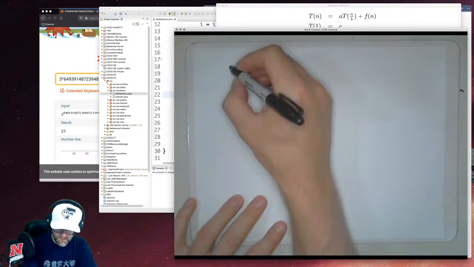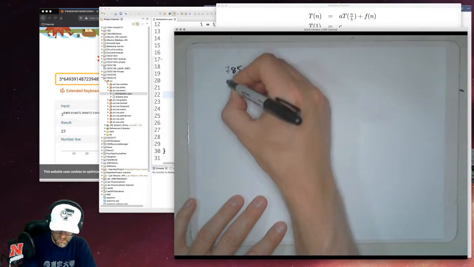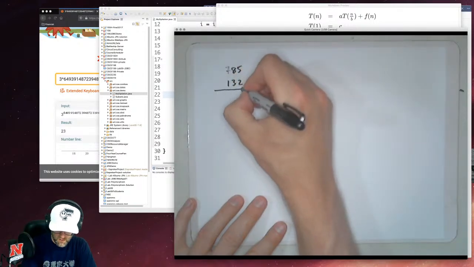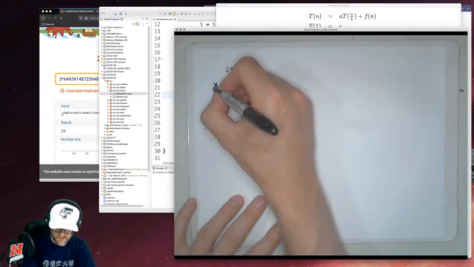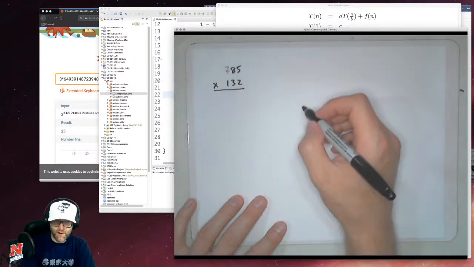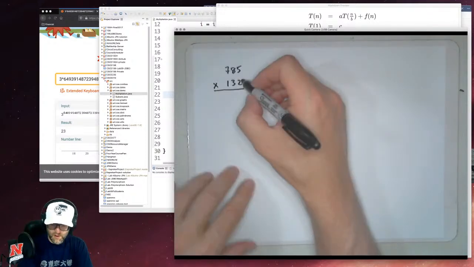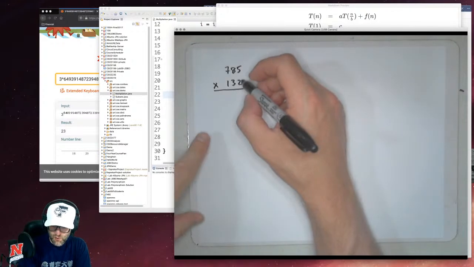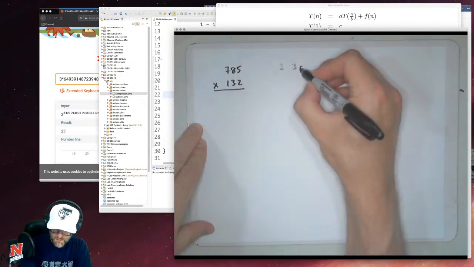All right. Let me go ahead and give you 2 numbers here, 785 and 132. Now, the grade school way of multiplying these together, in fact, you don't even use the C dot, you use something like this. Let's go ahead and use the grade school method of multiplying these together and keep track of the operations as we're going. So we've got 2 3-digit numbers.